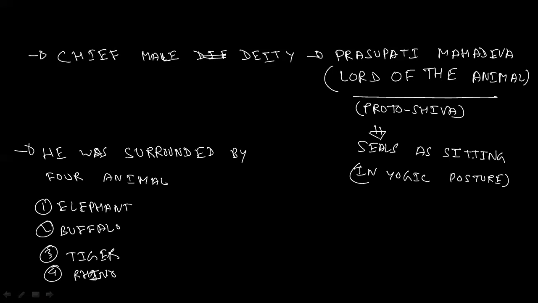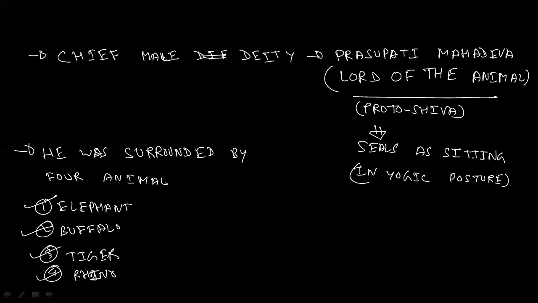Now in the exam it may ask which animal is not present in the seal of Pashupati Mahadeva. So the options will be elephant, buffalo, tiger, lion, rhino. The answer will be lion then, because elephant was present, buffalo was present, tiger was present, rhino was present. So lion was not present. Answer will be lion. And two deer appear at his feet.